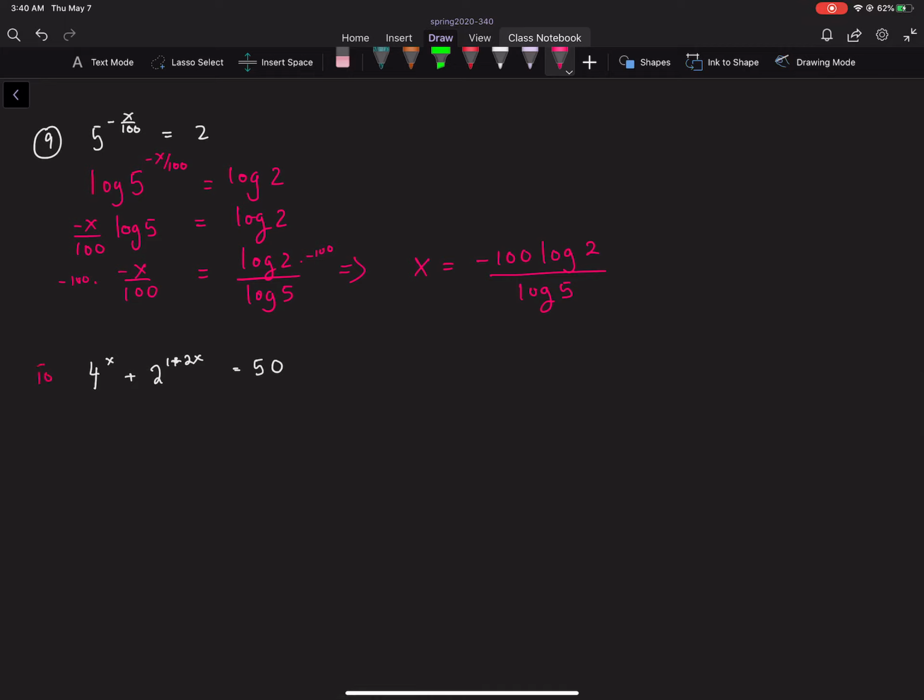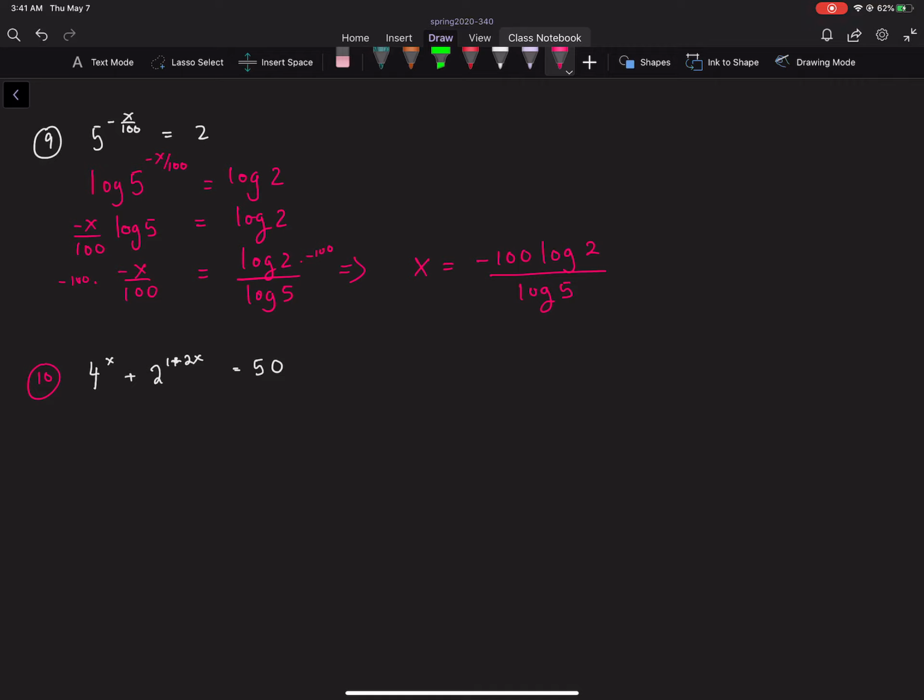Example 10. And let's see. So I'm looking at this problem over here, and I see this is 4 raised to the x, and this is 2 plus 2 raised to the 1 plus 2x. Well, the way it looks right now, I can't really add them because they are of 2 different bases.